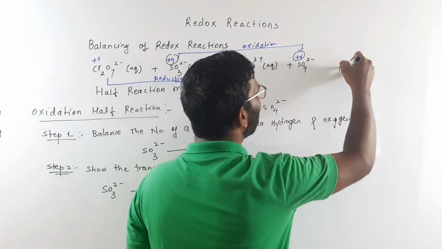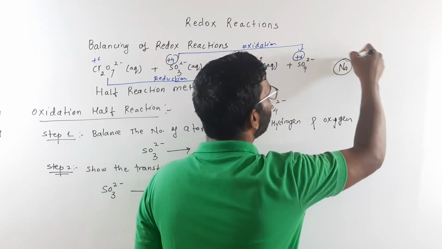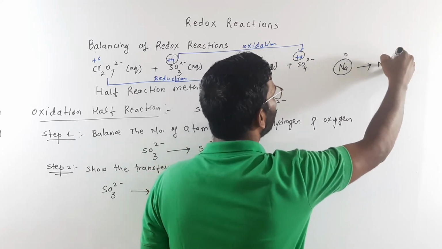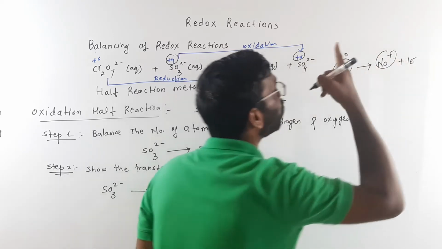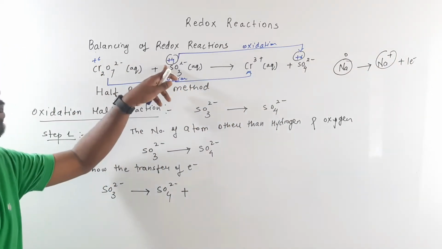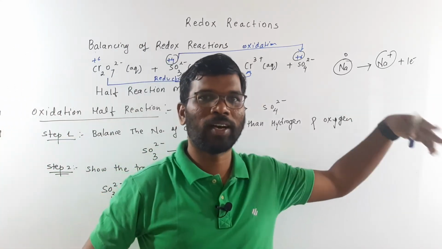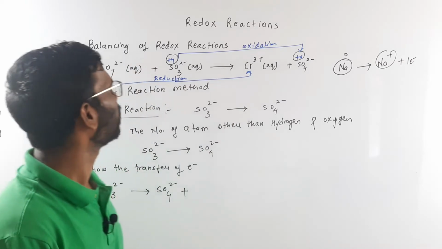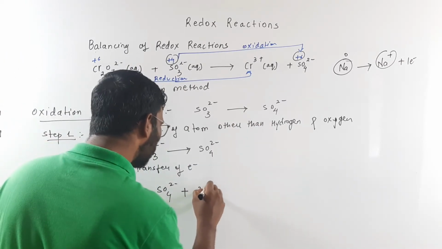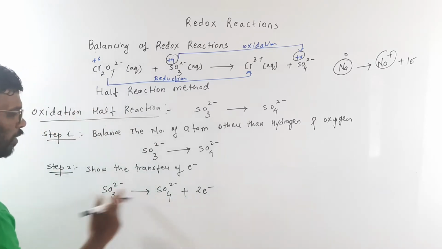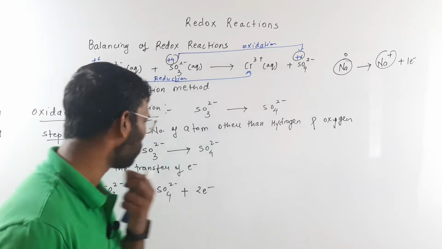Like if a sodium atom is in zero oxidation state, for this to go to Na plus, how many electrons should it lose? It should lose 1 electron. Same way, for the sulfur which was in +4 oxidation state to go to a +6 oxidation state, sulfur should lose 2 electrons, right? So here this is losing 2 electrons, since one sulfur is there. So per sulfur there is loss of 2 electrons.